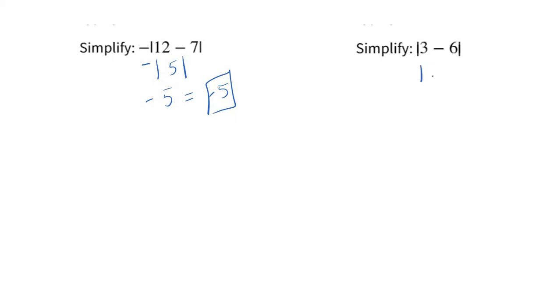Okay, I'm going to show you another way we could check that. Simplify this. Well, what's 3 minus 6? Negative 3. What's the absolute value of negative 3? Notice that's all inside now. And of course I get 3 there. And that would be my answer.